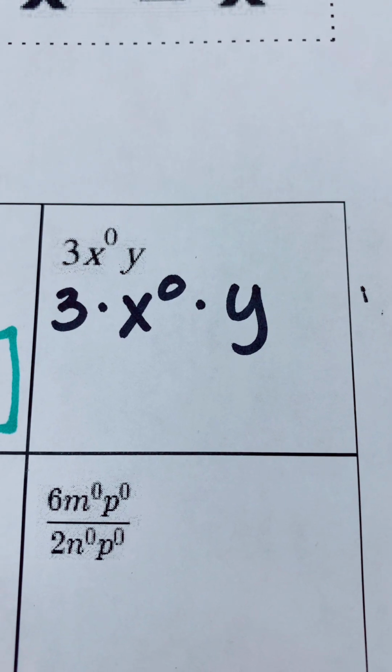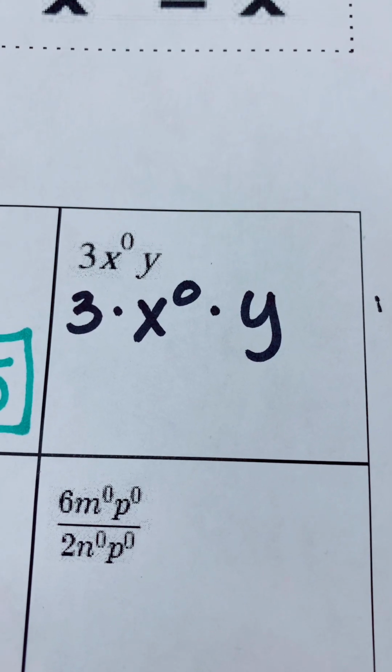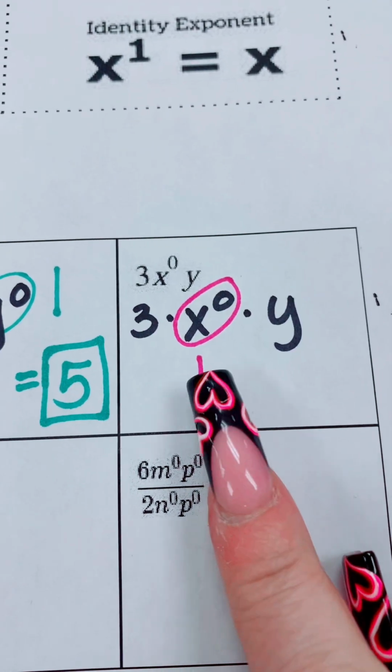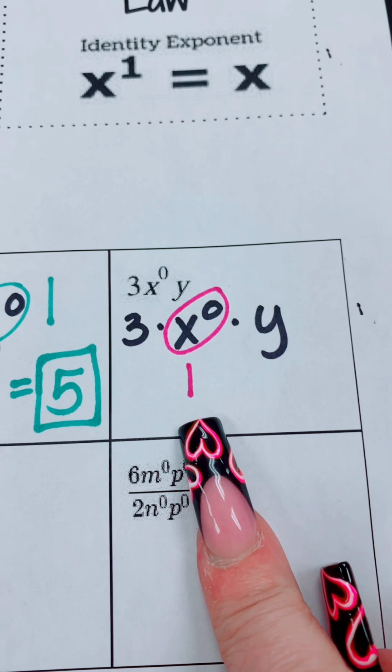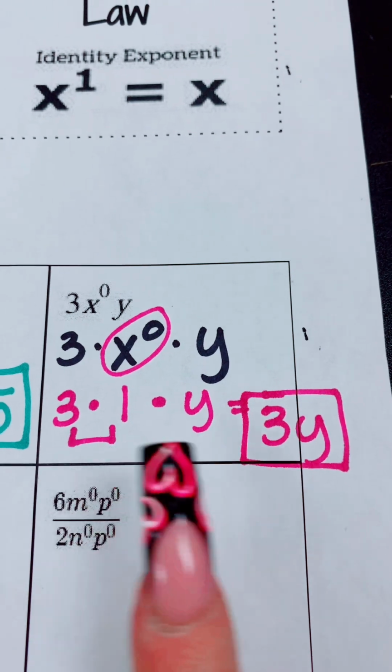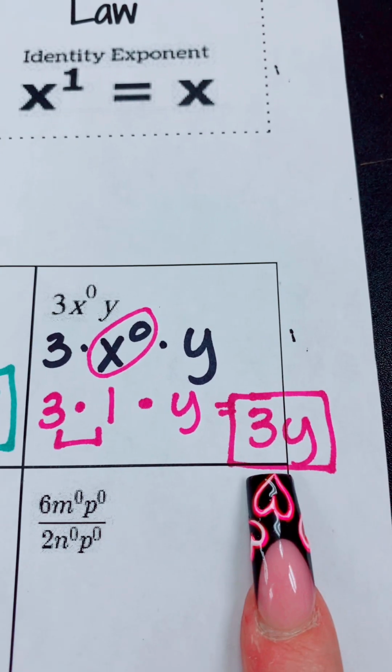3x to the 0 y is the same thing as 3 times x to the 0 times y. X to the 0 can be rewritten as 1. 3 times 1 is 3, and 3 times y is 3y.